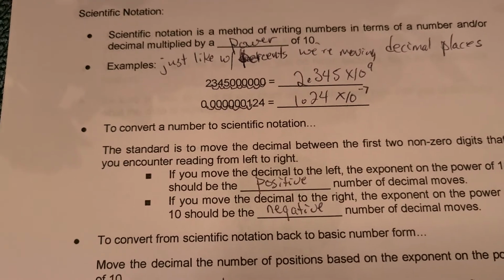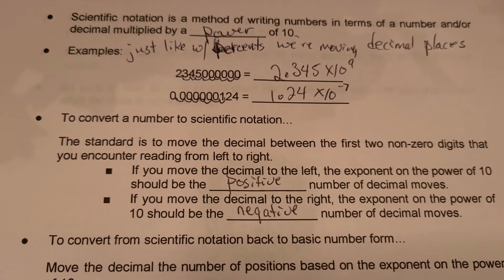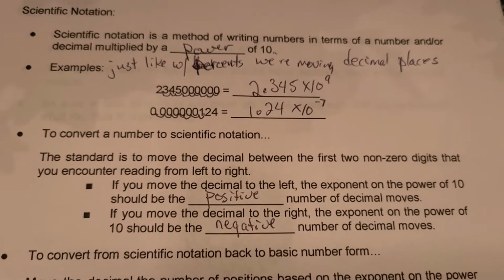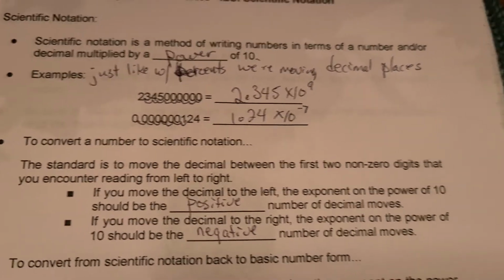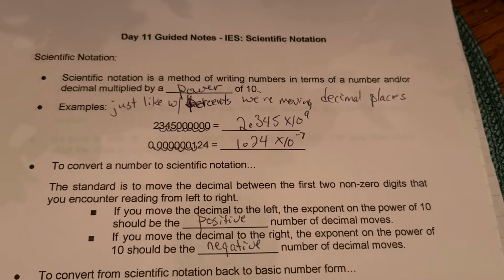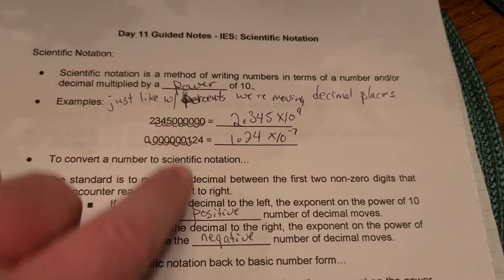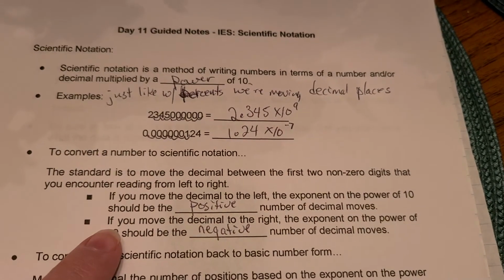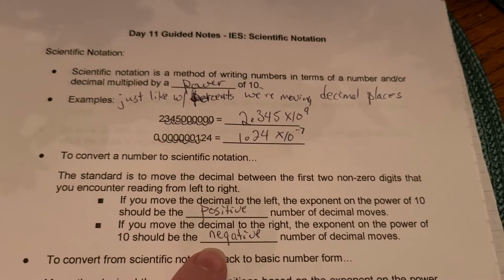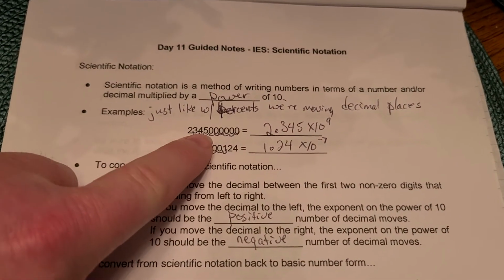When we're converting from a number to scientific notation, if you move the decimal to the left, the exponent should be positive. Like what we did here for the first one, we went to the left. If you're moving the decimal to the right, the exponent will be negative. This means it'll be smaller than 1, so you'll have a number that starts out like a decimal.